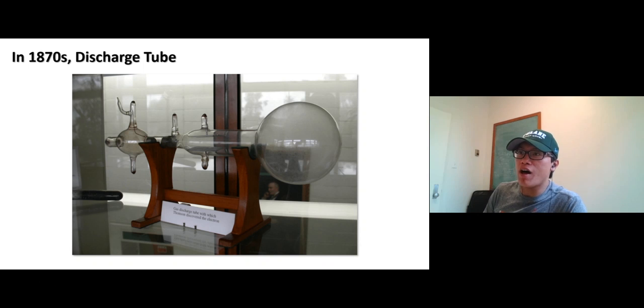All right, the discovery of atomic theory starts right here. In the 1870s, scientists started to want to know what atoms are made of. So what they tried to do was put atoms into a discharge tube and break them apart.